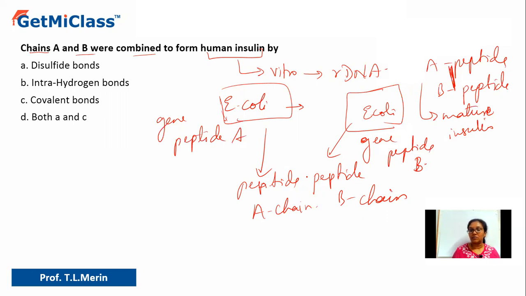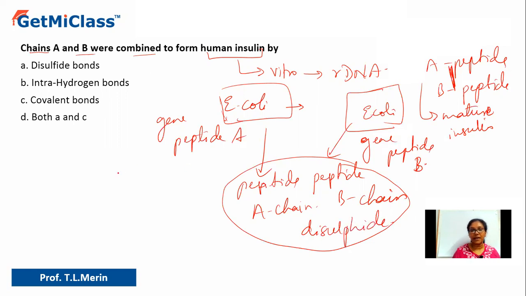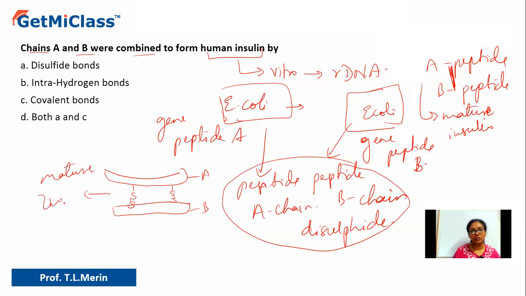Now these will be combined by disulfide bonds. Suppose this is the A chain and this is the B chain; to be functional, they have to combine with each other. They have to form a bond with each other by disulfide bond. And now what you have here is the mature insulin, which has been produced in lab condition.